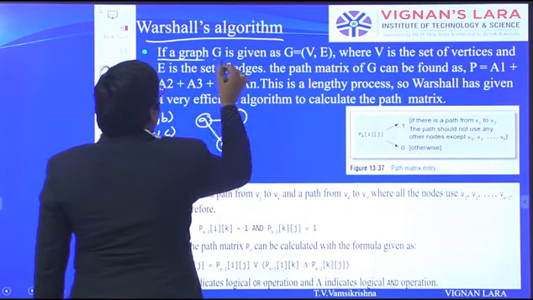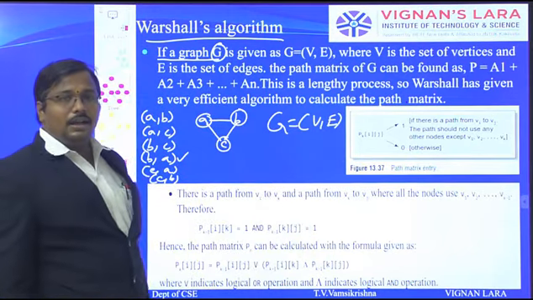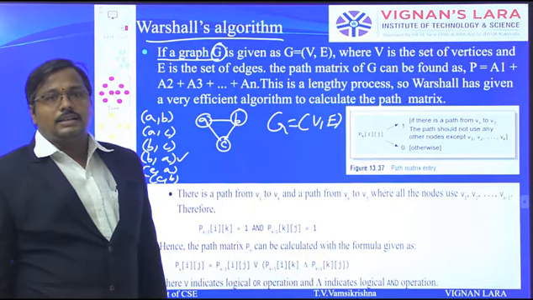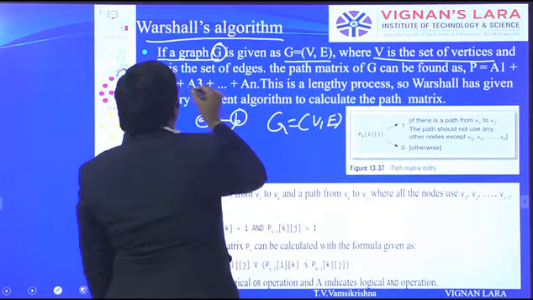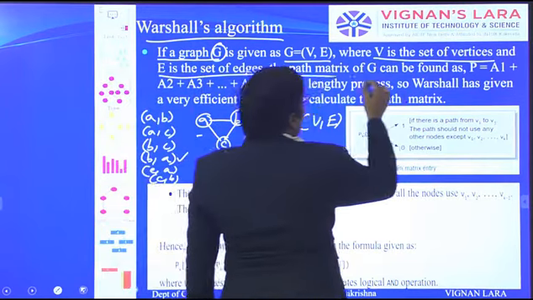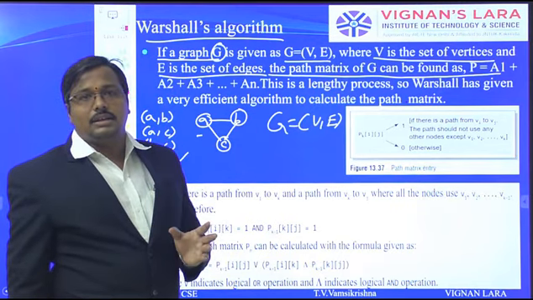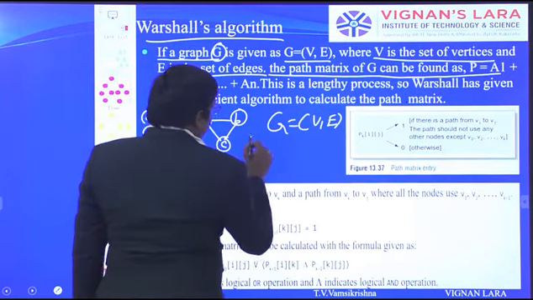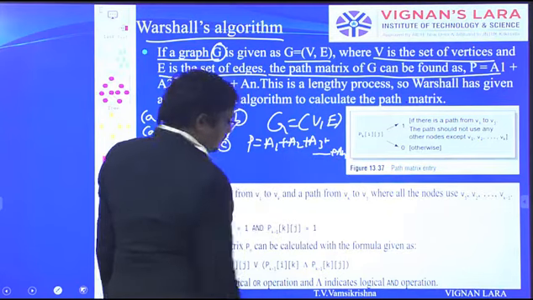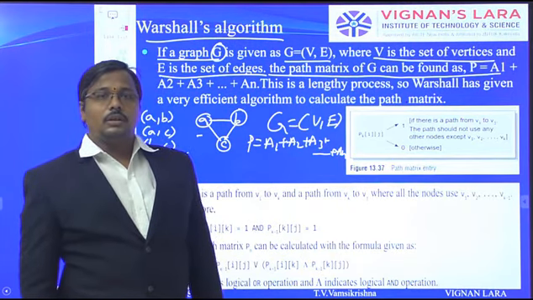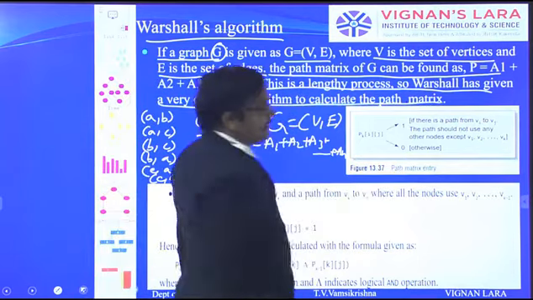In Warshall's algorithm, the graph is defined as G equals V comma E, where V is the set of vertices and E is the set of edges. The path matrix of G can be formed as A1, A2, A3 and so on up to An, where n refers to the number of vertices. This is a lengthy process, so Warshall has given a very efficient algorithm to calculate the path matrix.